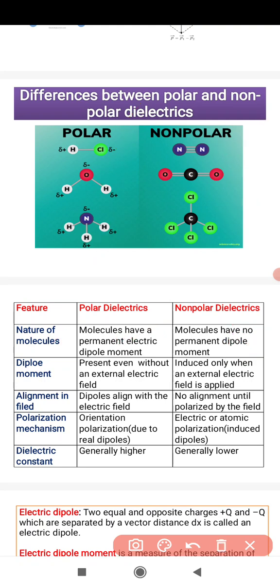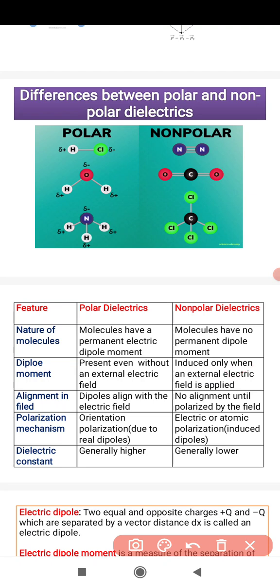In the case of the dipole moment, polar dielectrics show it even without an external electric field. In the absence of an external electric field, a polar dielectric shows a certain dipole moment. That's why it has an intrinsic permanent dipole moment. In non-polar dielectrics, a dipole moment is induced only when an external electric field is applied. It shows a small dipole moment after the application of the electric field.